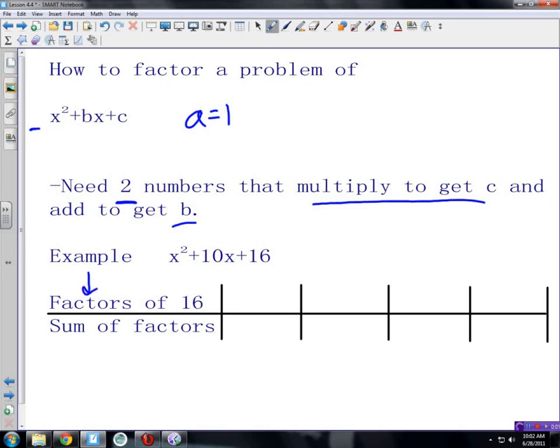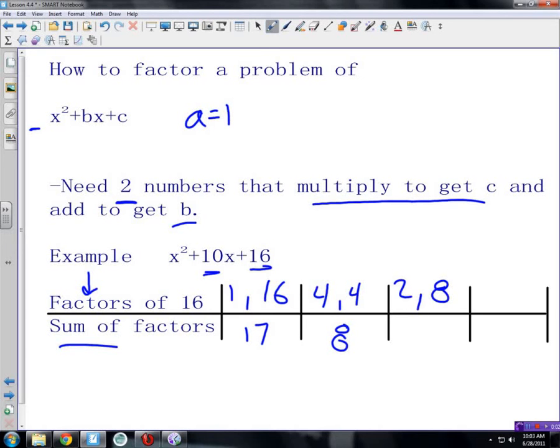So if we're looking at 16, right, we want two numbers that multiply to get 16. So let's see, the easiest one is probably 1 and 16. Right, 1 times 16 is 16. But then the sum of factors is when we add them. When we add them, we get 17. We don't need 17. What we need is 10. So we can try it again. How about 4 and 4? 4 times 4 is 16. 4 plus 4 is 8. That doesn't work either. Now, probably by now, most of you guys have said, hey, what about 2 and 8? 2 times 8 is 16. 2 plus 8 is 10, right? We have 10 and 10.